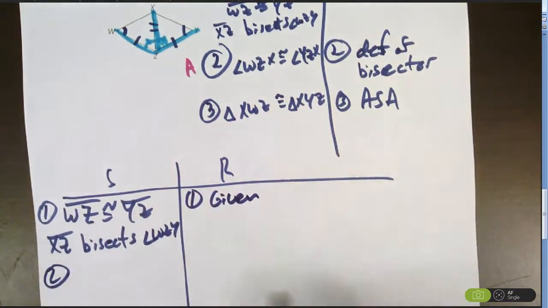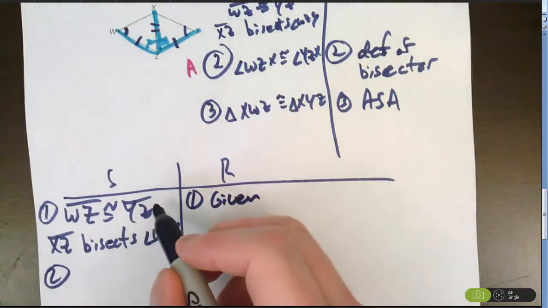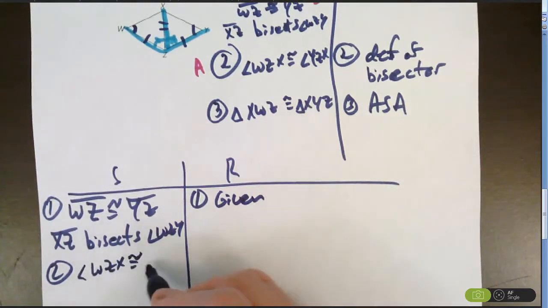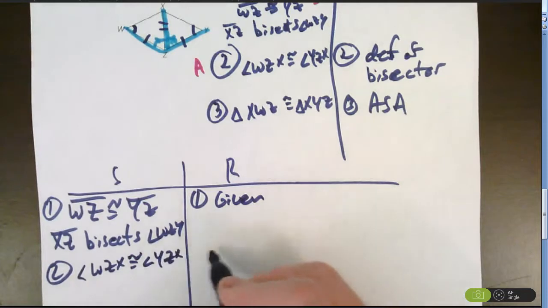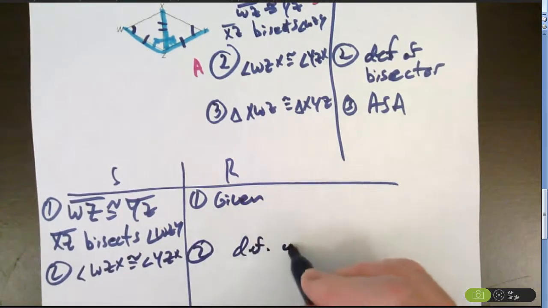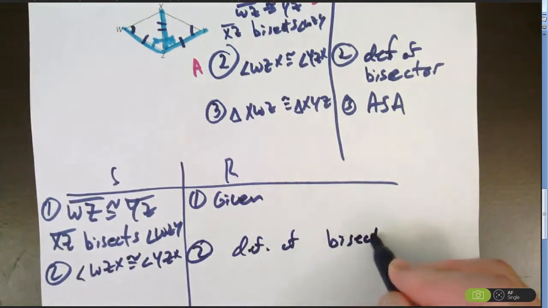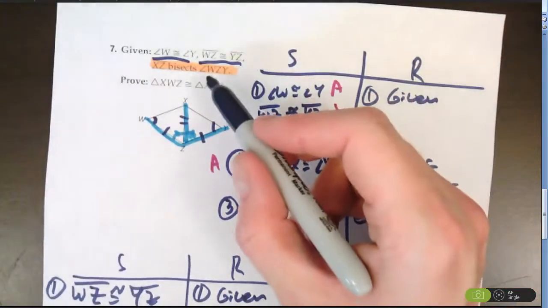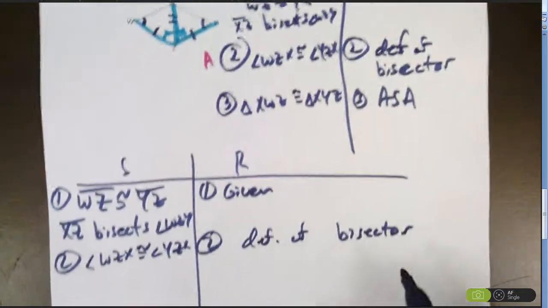2, again, I've got my pair of sides, I need my pair of angles, so I'm going to jump to the angles. Angle WZX is congruent to angle YZX by definition of bisector. Now, if I want to be really picky, we should technically say angle bisector because it is an angle bisector. It's bisecting an angle, but it does the same process.